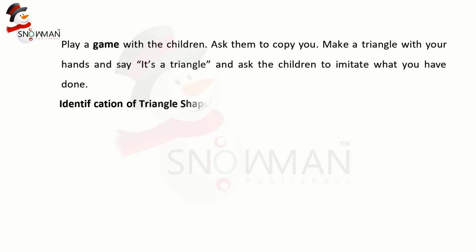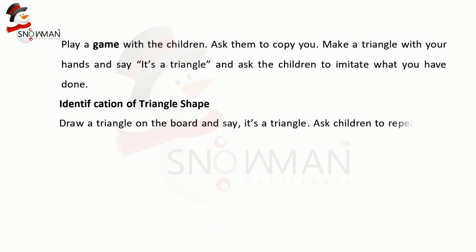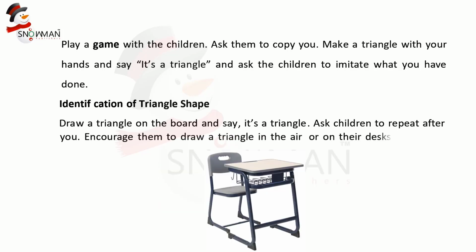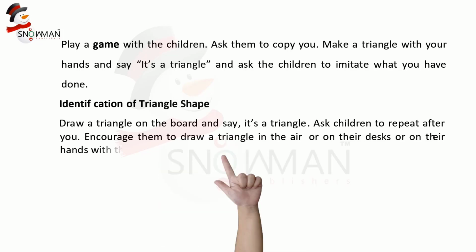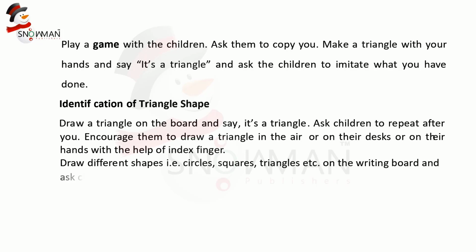Identification of triangle shape. Draw a triangle on the board and say, "It's a triangle." Ask children to repeat after you. Encourage them to draw a triangle in the air, or on their desks, or on their hands with the help of index finger. Draw different shapes, for example, circles, squares, triangles, etc. on the writing board and ask children to identify the triangle shapes.